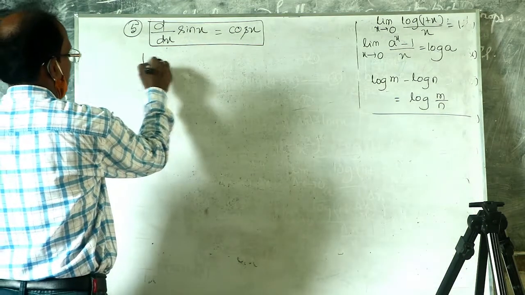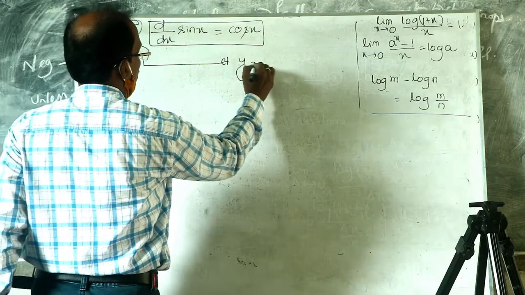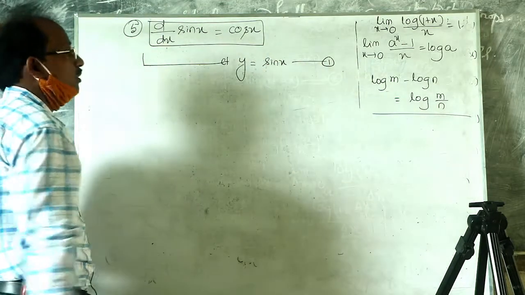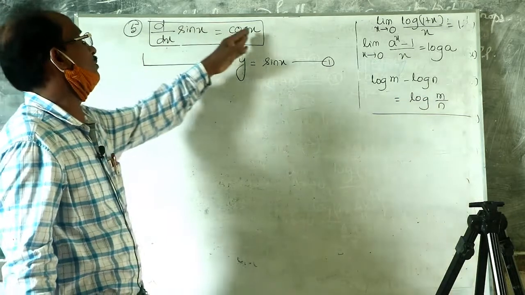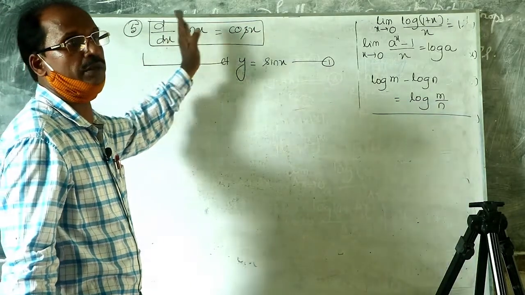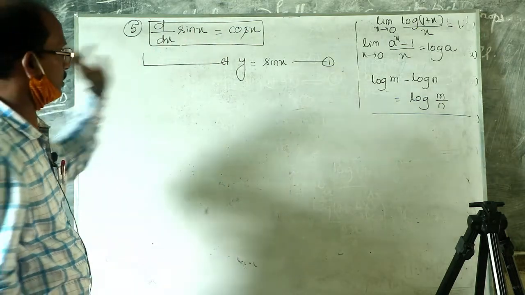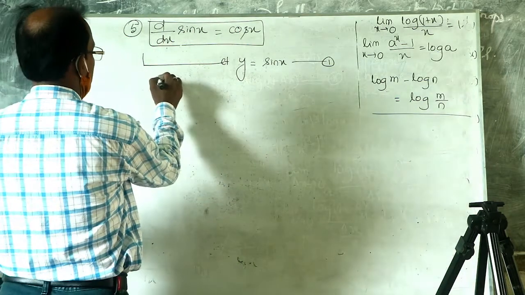By this formula, let y is equal to sin x. Here, derivative of a trigonometric function is a trigonometric function. Sin x derivative is cos x, but we shall prove this. How? Derivative of sin x is equal to cos x. Let y is equal to sin x.